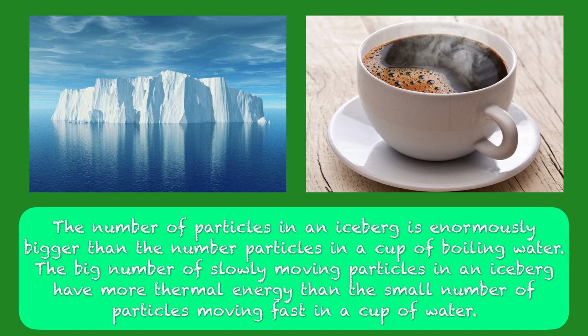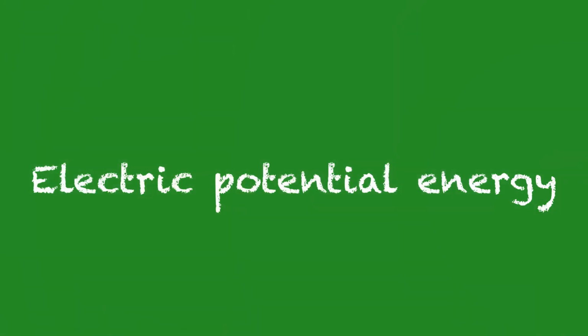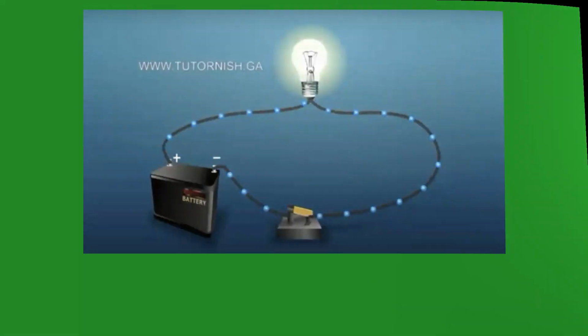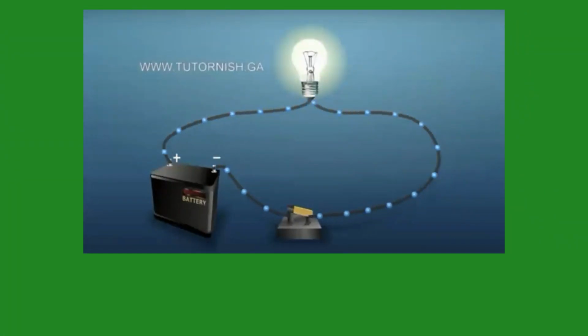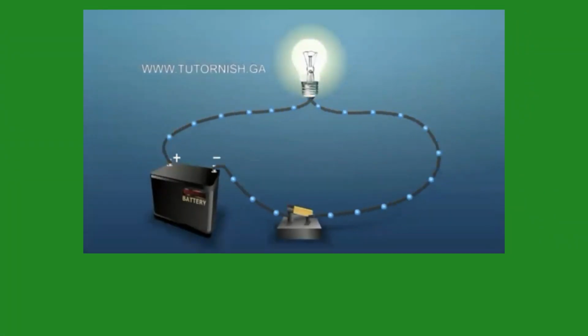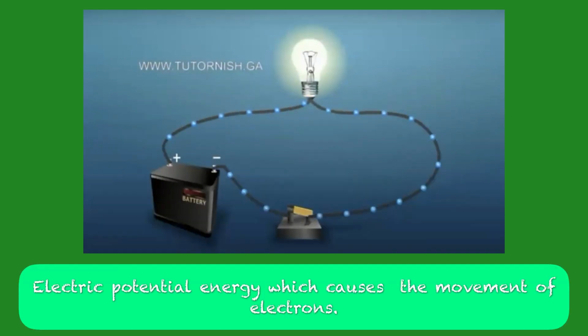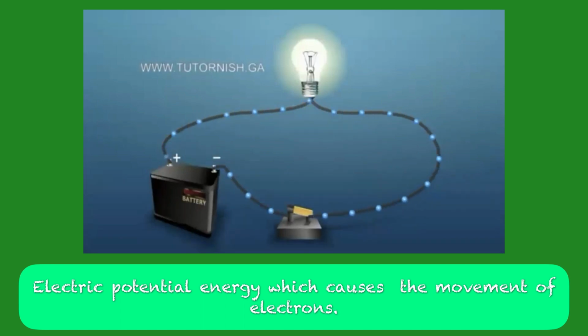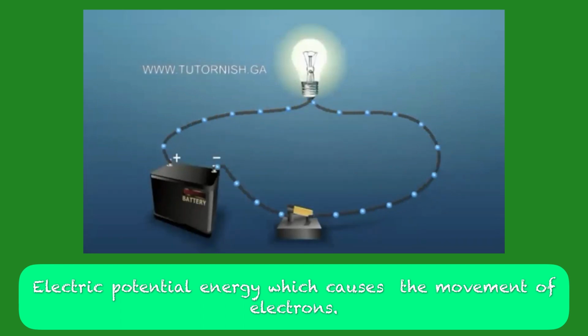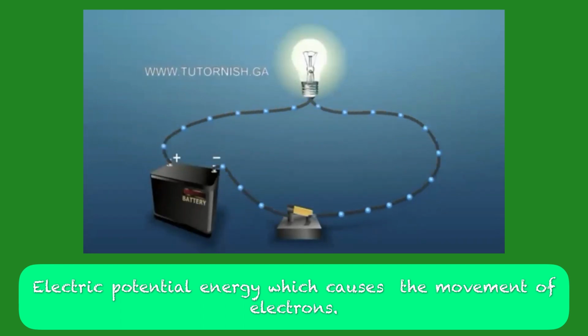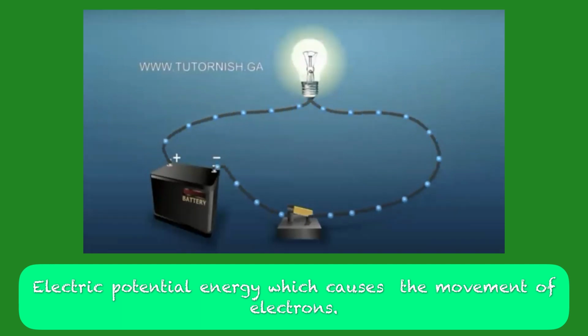Electrical potential energy, which causes the movement of electrons. The lamp at your home is lighting due to the electric current passing through it. Electric current is the flow of electrons which transfer energy to the electric components as the electrons pass through them.